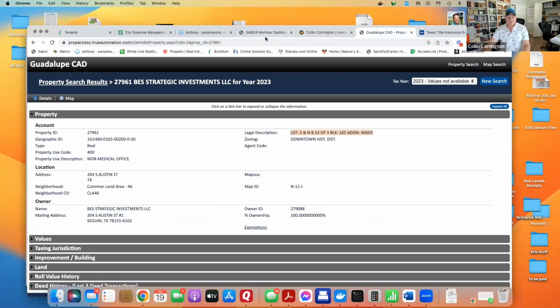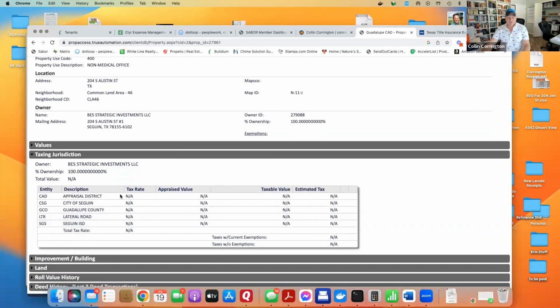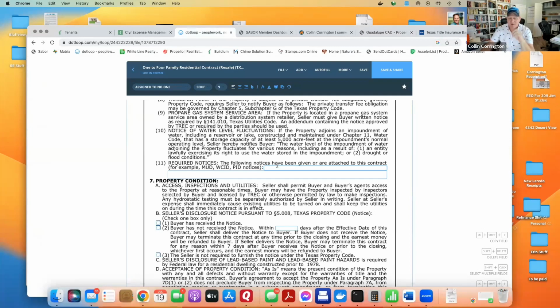The second thing I would tell you to do to find out if it's in a PID or a MUD or anything like that is go to the taxing jurisdictions in here. And you will see these line items one after another. What you're looking for is anything that says district. That's what I look for. Those are all taxable items. That's why people are worried about this. Am I buying this house that's going to be taxed higher than every other house in the county? And if it is taxed higher, you need to tell me, because that is a decision that I need to make. Am I willing to pay extra taxes?